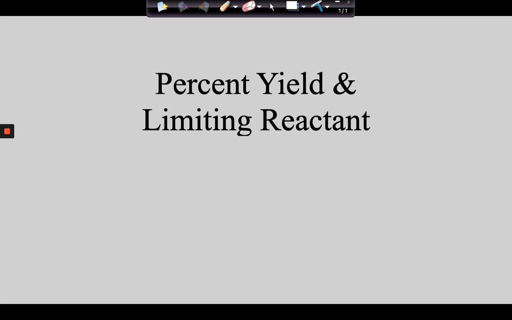So guys, today what we're going to do is we're going to address two completely unrelated concepts. So the first thing we're going to do is talk about an idea called percent yield. It kind of sounds like percent error. You're going to find out that it's the opposite of percent error. Then guys, to wrap up the day, we're going to talk about limiting reactants, and that'll be the end of the day.